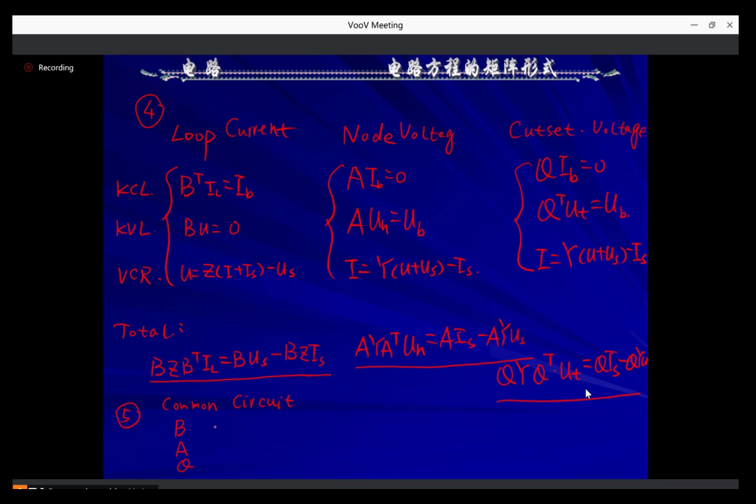And then write the Z or the Y matrix. And then write the US or write the IS. So for any method, we should write 2 matrices and 2 vectors. And then at last, write the function.